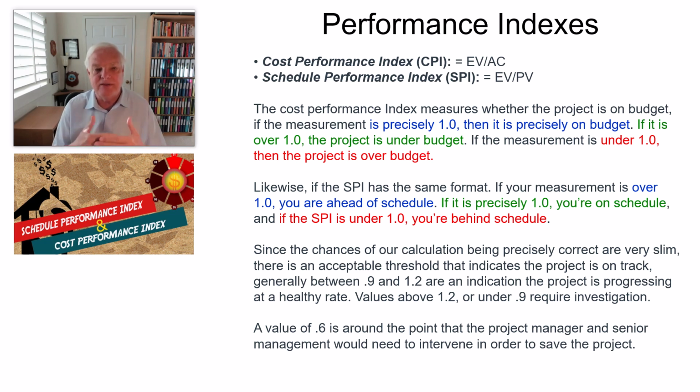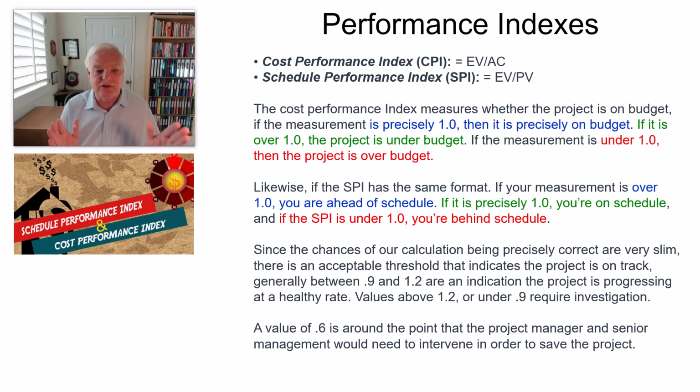Now let's talk about the SPI side. It's the same format. If your measurement is over 1.0, that means you're ahead of schedule. If it is precisely 1.0, that means you're on schedule. And if you're under 1.0, that means you're behind schedule in what you were supposed to have accomplished in this time period at this point.